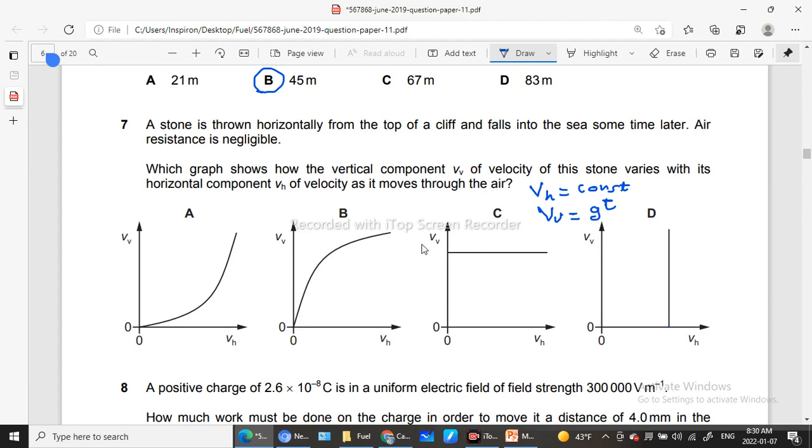In C, VV is constant. Of course, this is wrong. It is increasing linearly with time. And VH is increasing. VH is constant. So in this, D is qualified because the horizontal velocity is constant in this figure, and VV is increasing linearly. So D is the qualified answer.